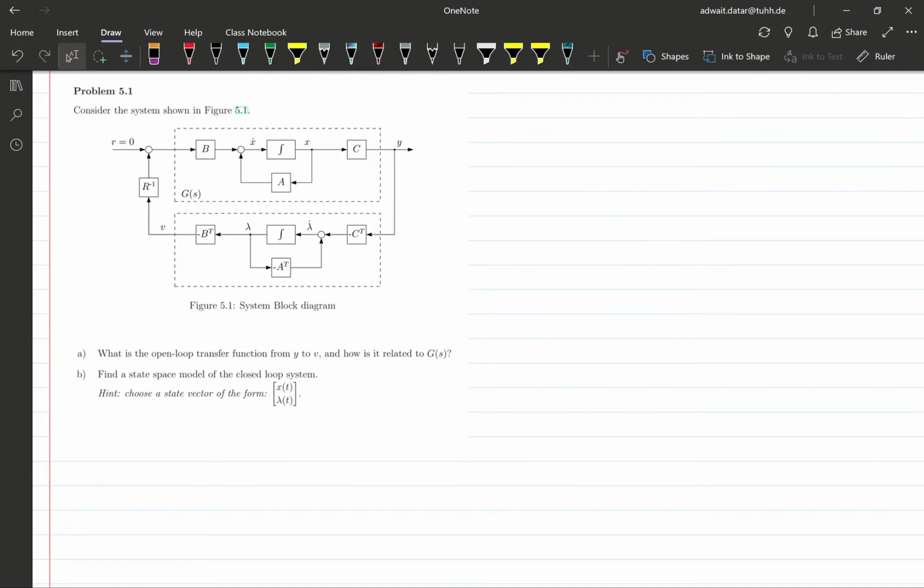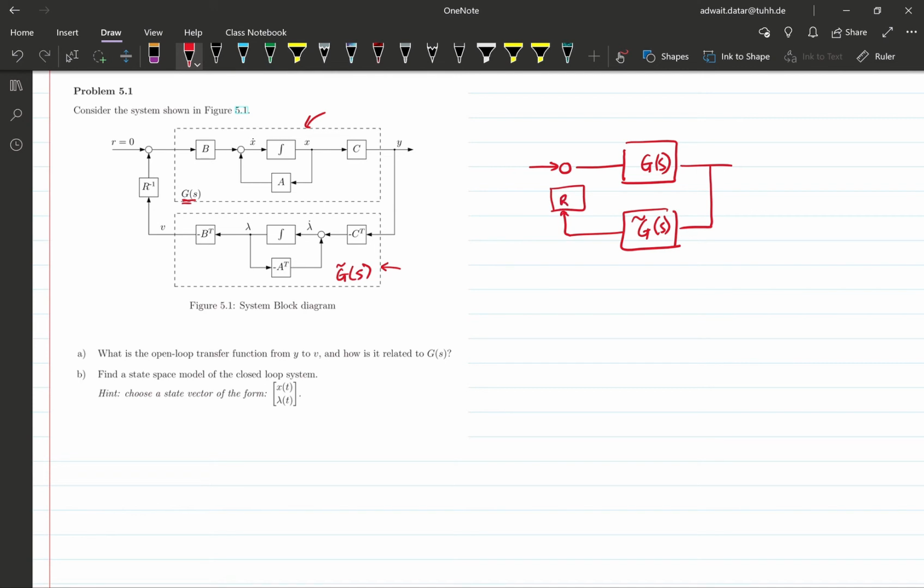So, problem 5.1 is shown on the screen. We see a block diagram with a feedback loop, and this dotted block is called G of S in this block diagram, and let's call this other dotted block G tilde of S. So what we have is G of S, something like this, and the input is given to be 0.